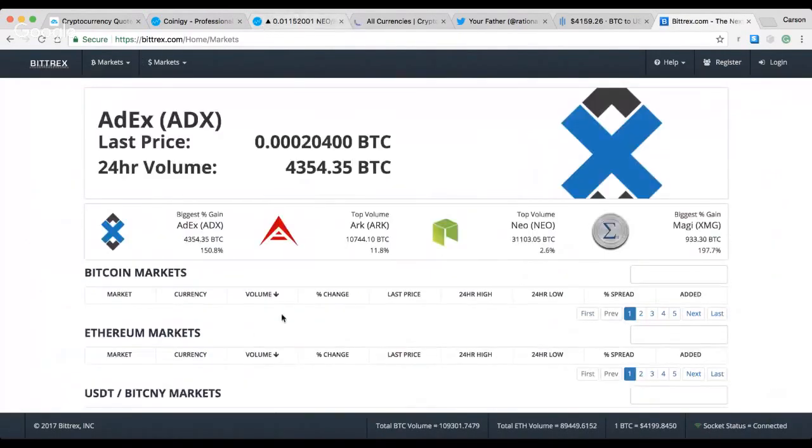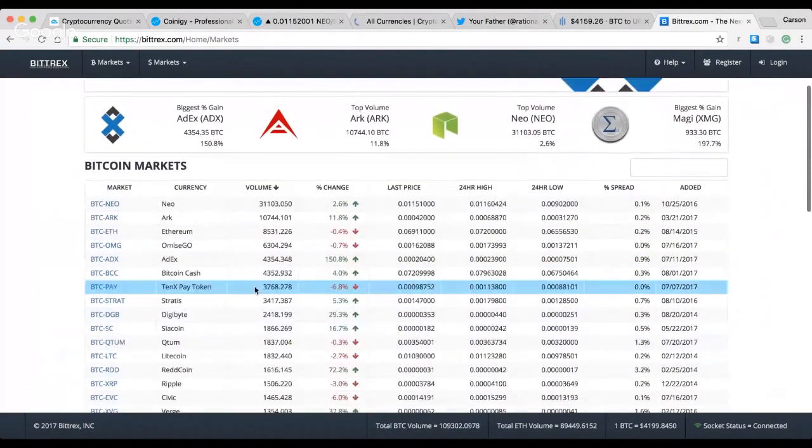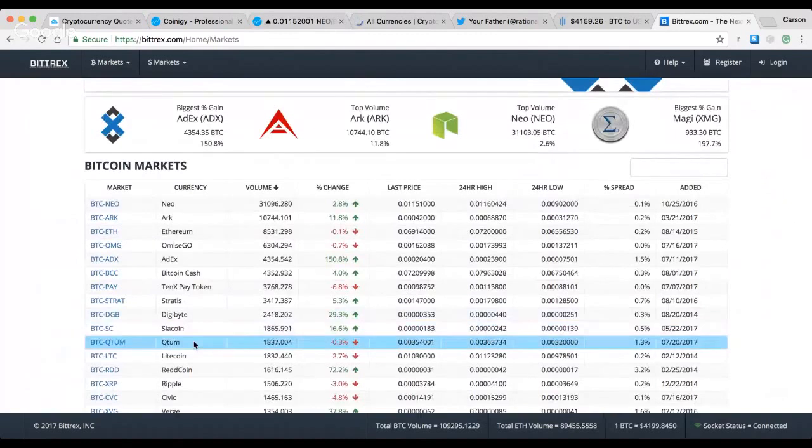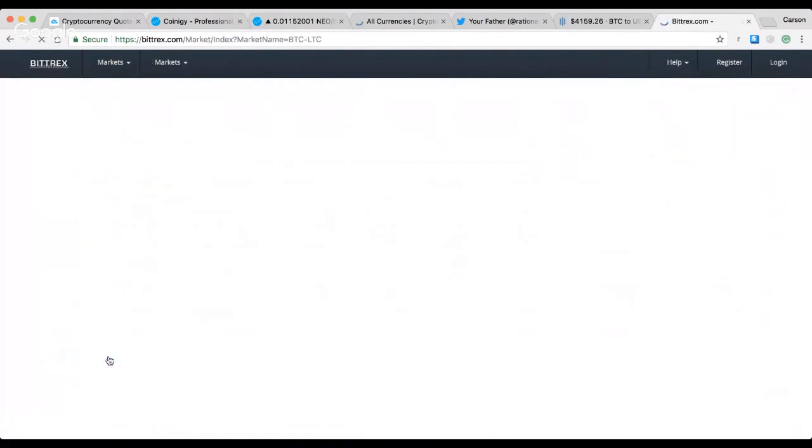So I personally think Litecoin has hit the bottom, to be quite honest. And buy low, sell high, I'm all about that. I don't think Litecoin is going to be dropping off. I don't think it's going to break that trend line. I really don't.